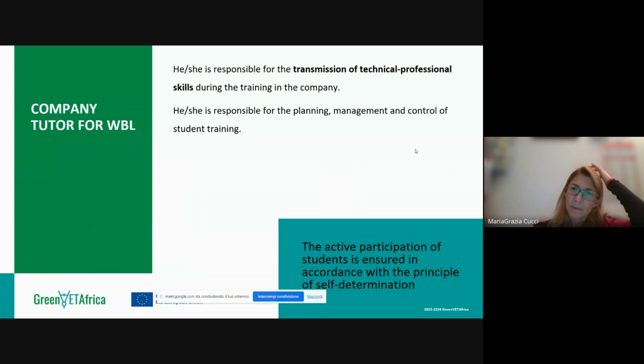Then the company tutor is somebody that is more a technical and a professional reference. He is the person that can assure the transmission of the technical skills to the student. It can have a very important role of orientation. It can give the student the clear idea of the importance of the work, of the job, of the work in general, and of the job in specific.